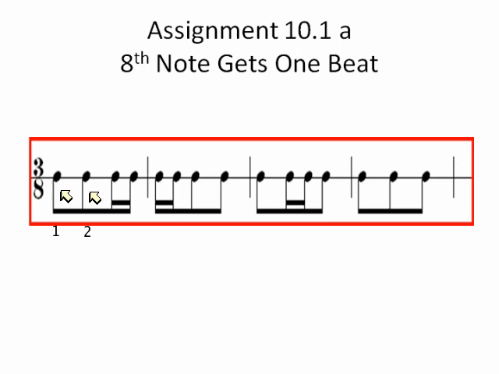Now the next two are a little bit different because you can see that we're not into eighth notes anymore, we're into 16th notes.